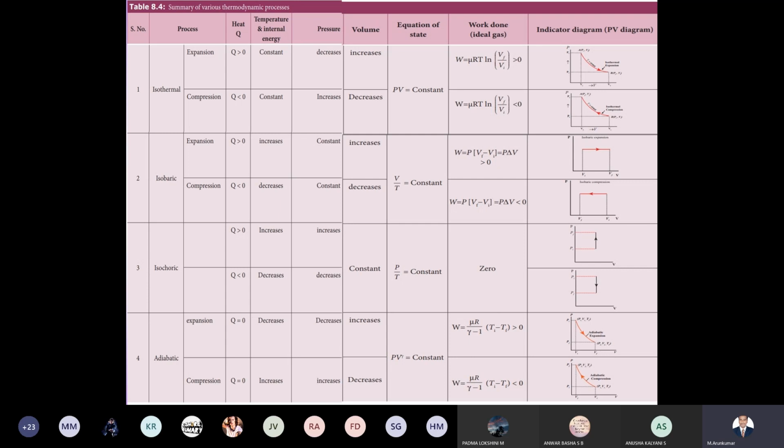For an adiabatic process, the equation of state will become PV power gamma equal to constant. So you want to know the equations of state. For an isothermal process, PV is equal to constant. For an isobaric process, V by T is equal to constant. For an isochoric process, P by T is equal to constant. For an adiabatic process, PV power gamma is equal to constant. So these are the equations of state for different kinds of processes.